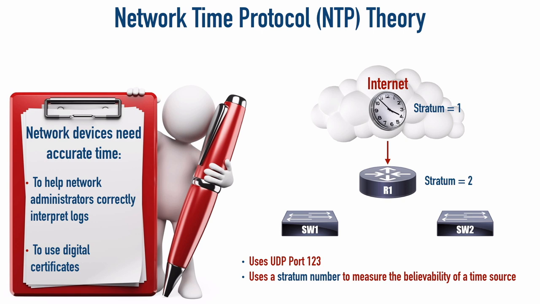A stratum 2 time source learns time from a stratum 1 time source, and then I can send my information out to my network devices. You see, it increments each time. If I learn something from a stratum 2 source, then suddenly I'm a stratum 3 source.